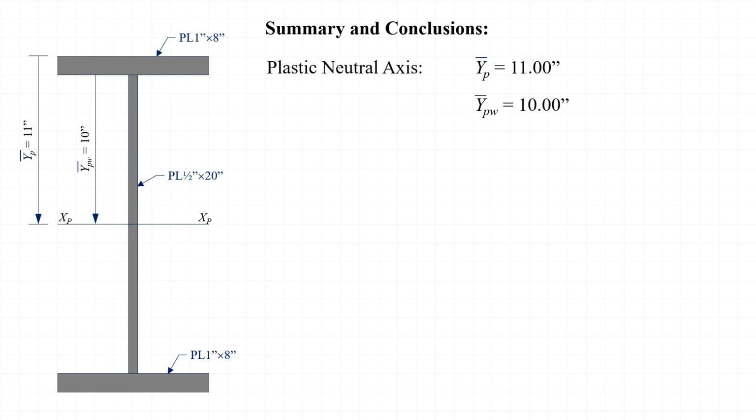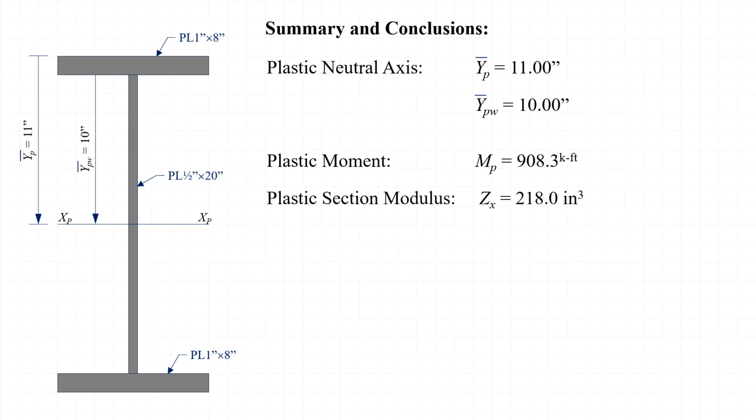In summary, we calculated the location of the plastic neutral axis and found it to be located 11 inches from the top of the cross-section, or 10 inches from the top of the web. This confirmed what was probably obvious to most, since this was a doubly symmetric homogeneous section where the plastic neutral axis could be determined by observation to be at the geometric center of the cross-section. Then we went on to find the plastic moment of the cross-section to be 908.3 kip-feet, and the plastic section modulus to be 218 inches cubed.